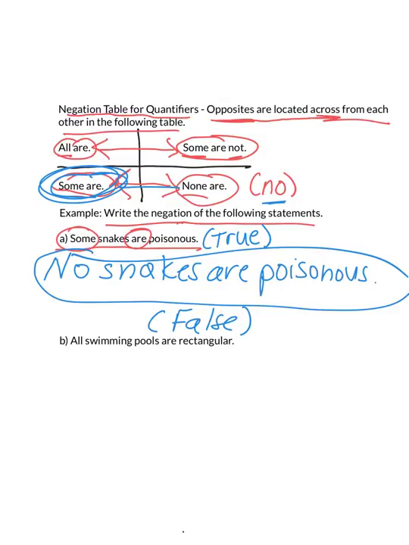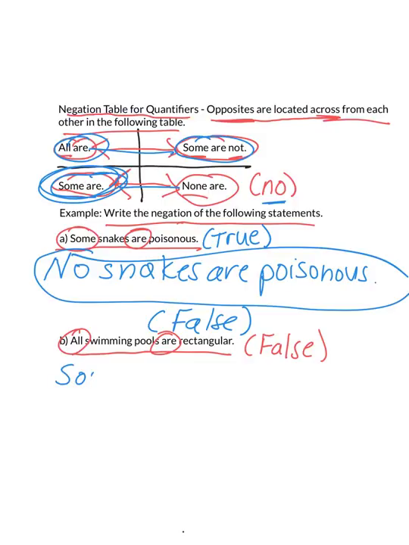Looking at part B, all swimming pools are rectangular. Well, that's a lie. You could have circular swimming pools. You could have swimming pools of all sorts of shapes. So when I negate this false sentence, now my answer better be a true statement. I look for the key phrase from the table, and I see the phrase "all are." On the table, it says that the opposite of "all are" is "some are not." So I need to rewrite this sentence with "some" and "not."